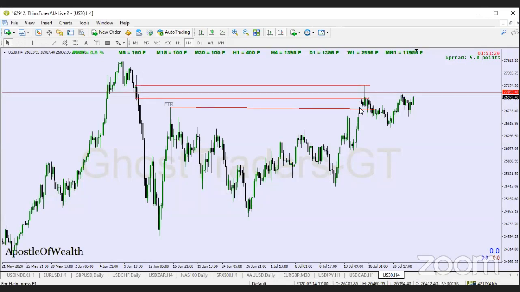So we get to see people saying, no, this is a fake out that we have, and we get to see price dropping. So in a scenario where we get to expect a fake out, I think that's the highest probability trading setup that we can have.